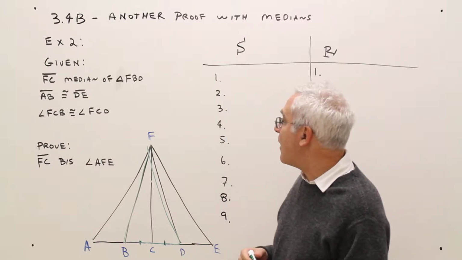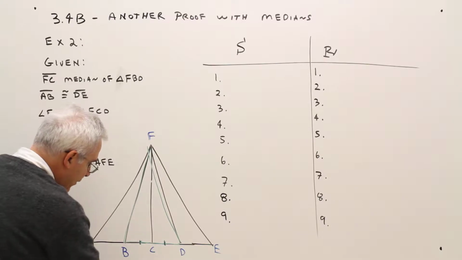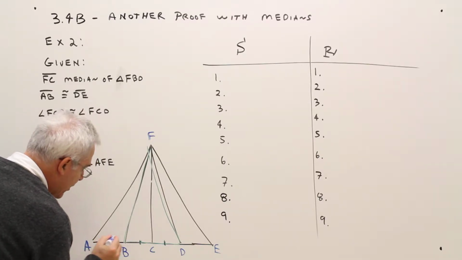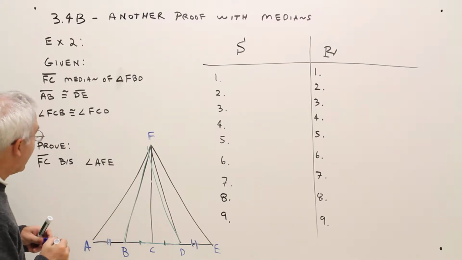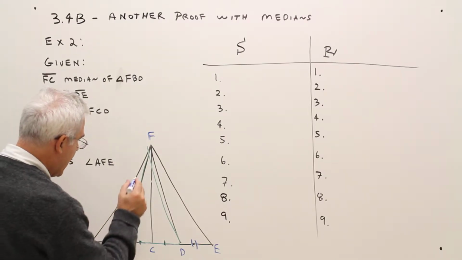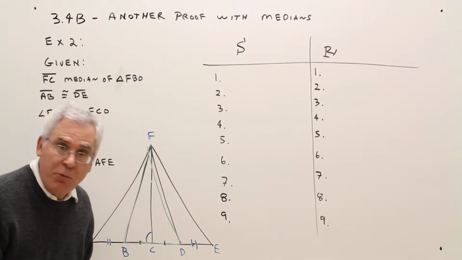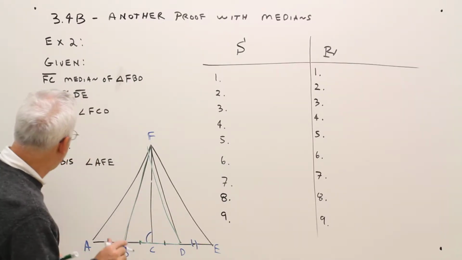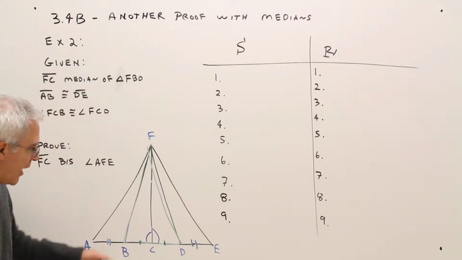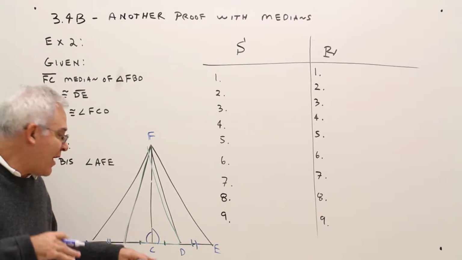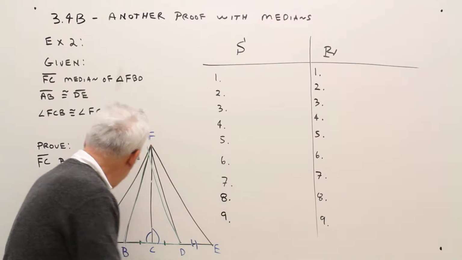They give me that AB is congruent to DE, so that's this outer chunk here to this outer chunk there. And they give me angle FCB. FCB is this angle. You can't assume it's a right angle just because it looks like it. So that angle is congruent to this angle here. I like to put my arcs offset so it doesn't look like one big arc. Okay, so that's all the markings.